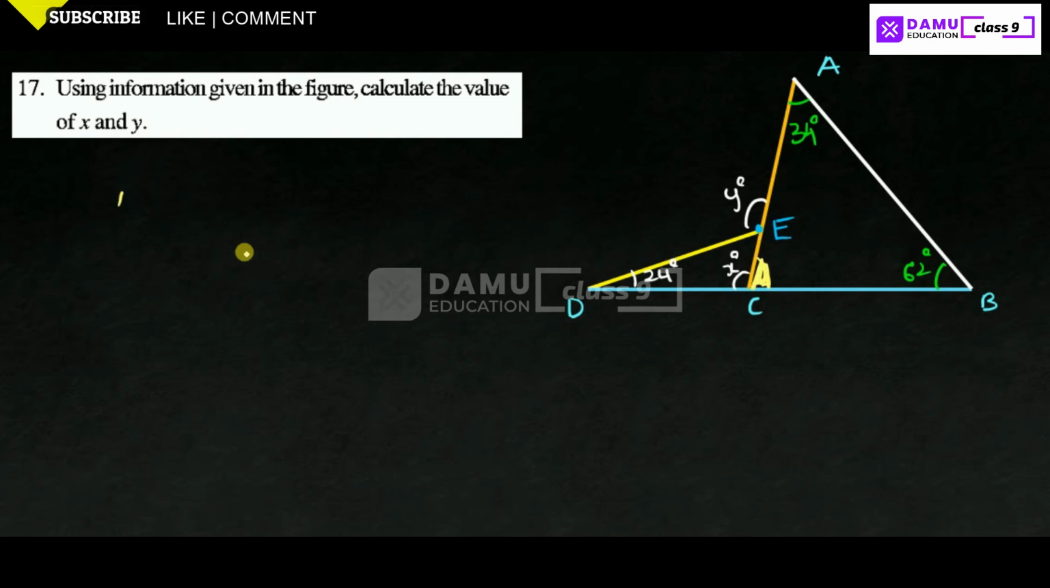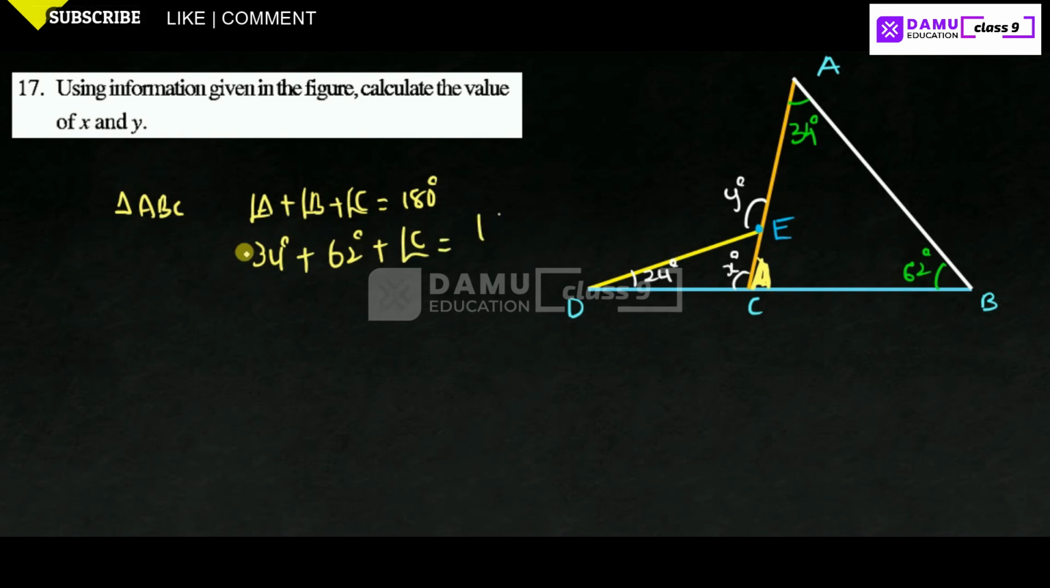From triangle ABC, the angle sum property says the sum of all the angles will be equal to 180 degrees. So angle A plus angle B plus angle C will be equal to 180 degrees. Angle A is 34 degrees and angle B is 62 degrees. Then we have to find angle C.